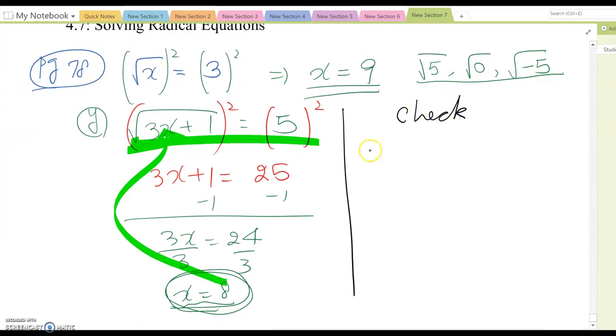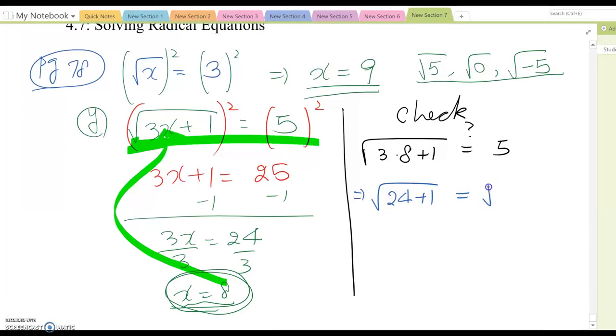Okay, check. Square root of 3 times 8 plus 1 equal to 5? We don't know yet, so I put the question mark on the equal sign. Then this becomes square root of 24 plus 1, so equal to root 25, which is 5, right? Therefore, x equal 8. Finally, we can say that is the answer.